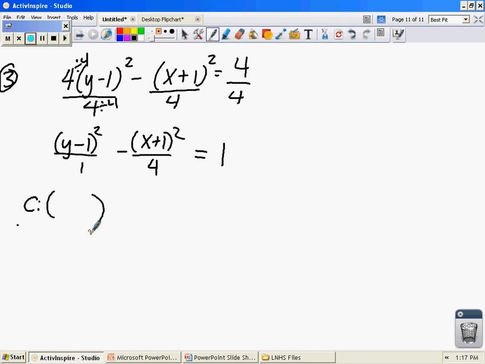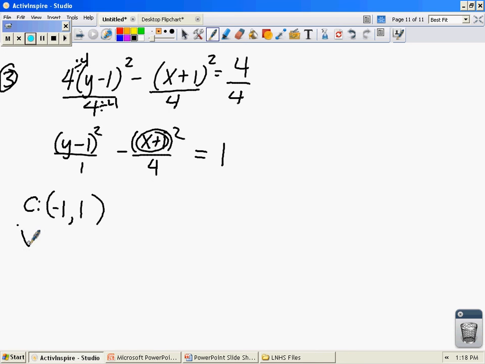Now let me ask this, what's my h? My h is negative 1. It's the one next to the x, right? There's a positive one, but you know when you take it out, you have to change the sign. And what's my k? Positive 1. I know that this one comes first, but remember, it's the x followed by the y, even if they're in the wrong order in the equation.